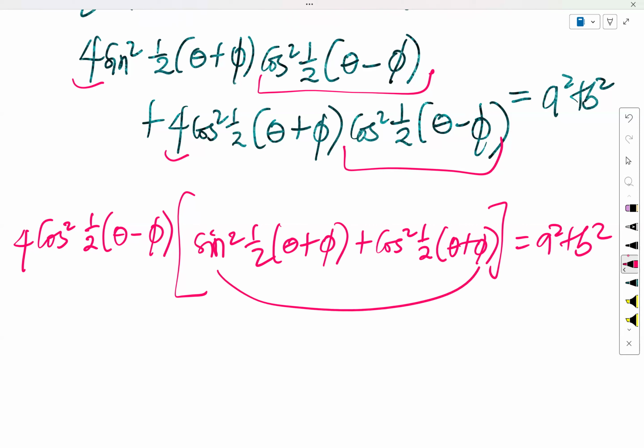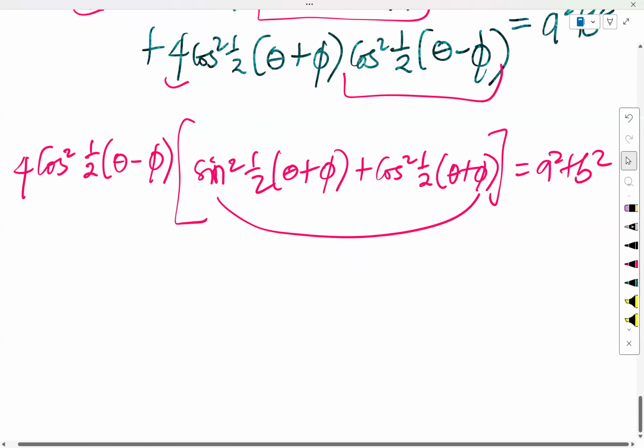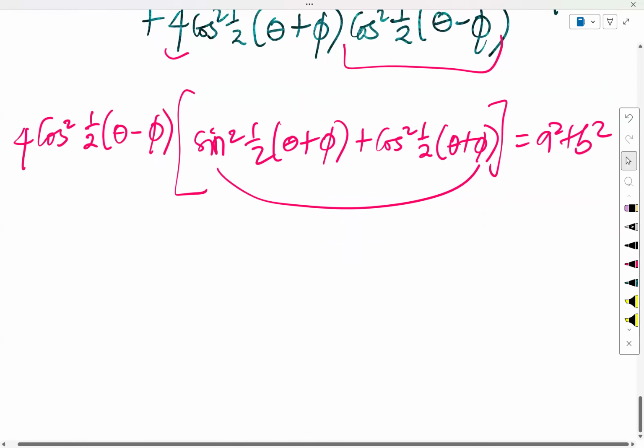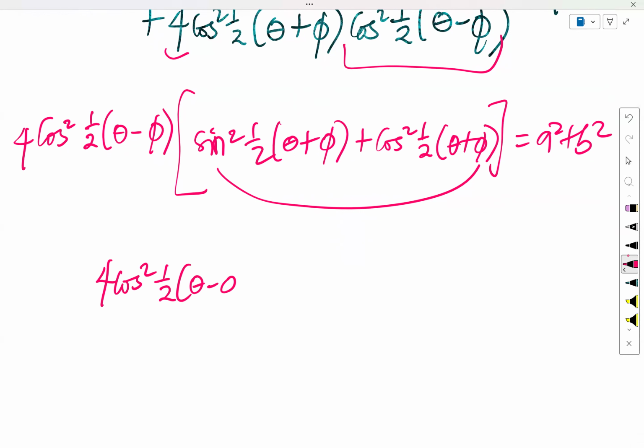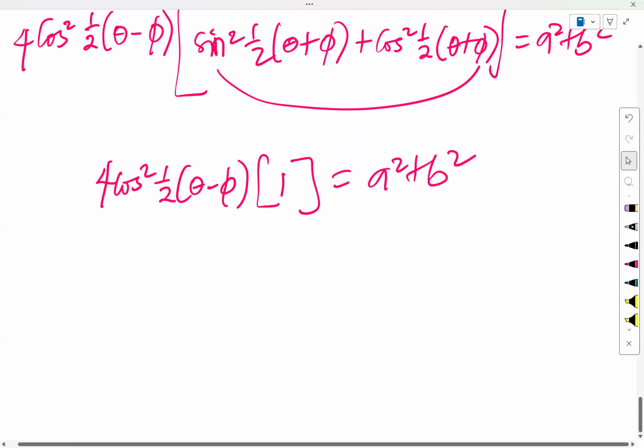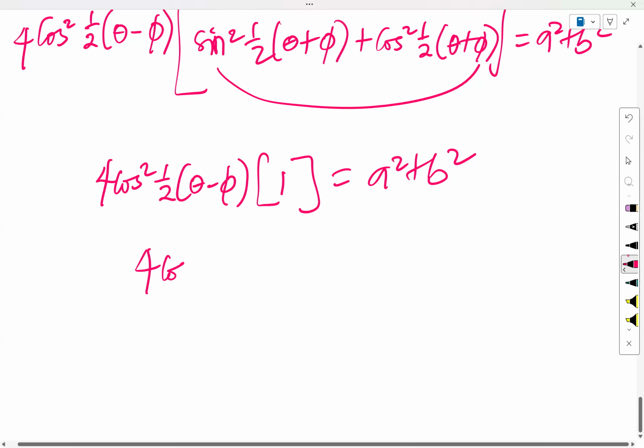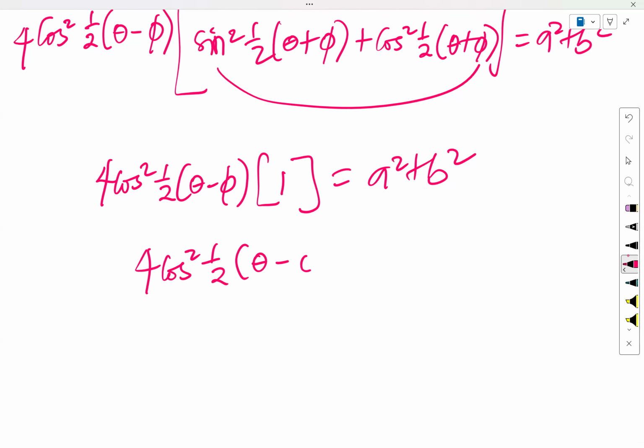Interestingly, this is looking sweet. Sine squared something plus cos squared that thing is 1, right? So everything in the brackets goes to 1. So from here we have 4 cos squared half into theta minus phi, because sine squared half theta plus phi plus cos squared half theta plus phi is 1. And all of this is equal to a squared plus b squared. So we have 4 cos squared half into theta minus phi equals a squared plus b squared.